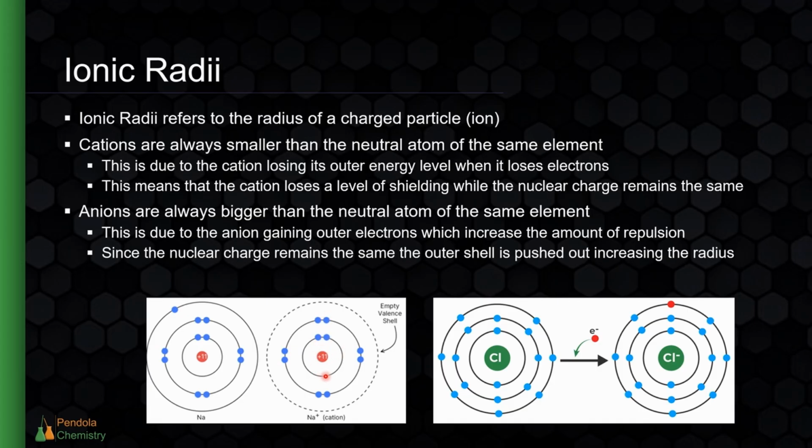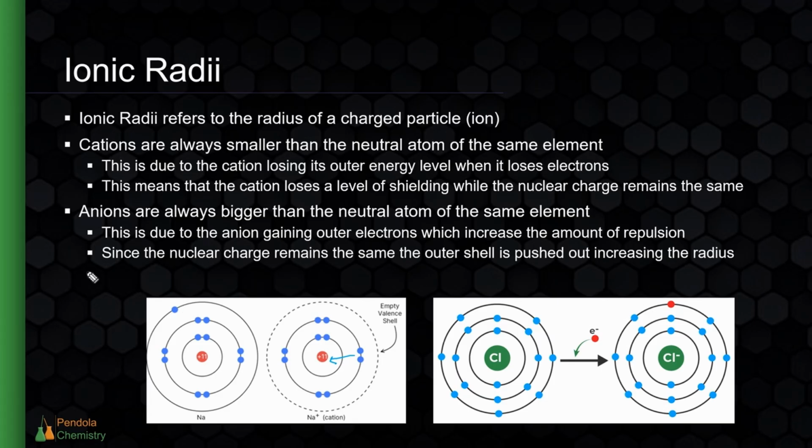But the number of protons stays the same, there's still 11. So these protons, because of that extra layer of shielding, are going to attract the valence electrons a lot more strongly, creating a smaller cation than the original atom it was made from.